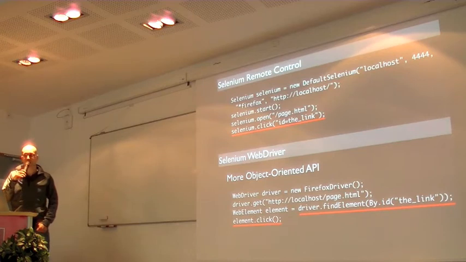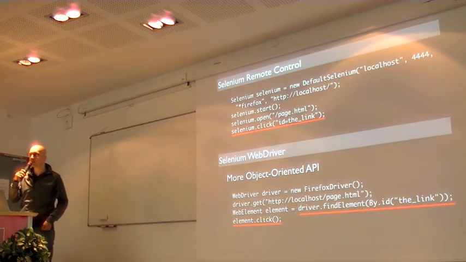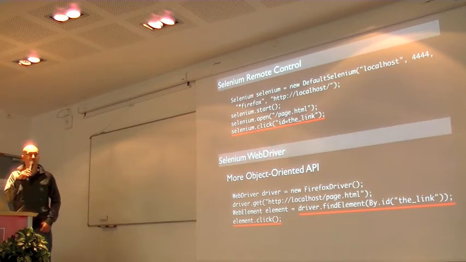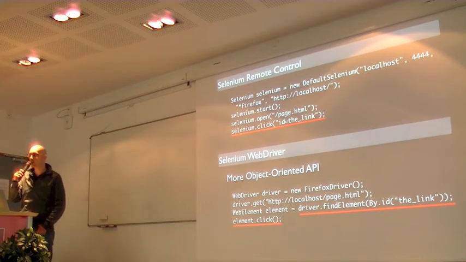To illustrate the difference between those two, I've expanded the link click example from the previous slide a little bit. And you can see that in the RC code, we deal with only one object in the variable Selenium. And if we want to click on the link, we send this object a click message, passing as argument a string that identifies the link on the page.